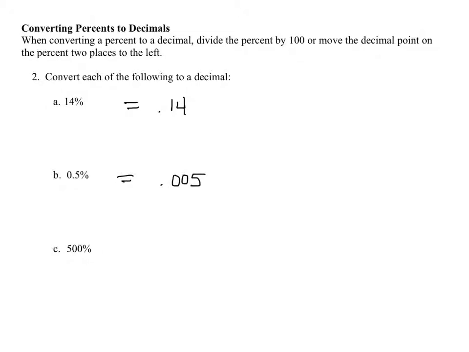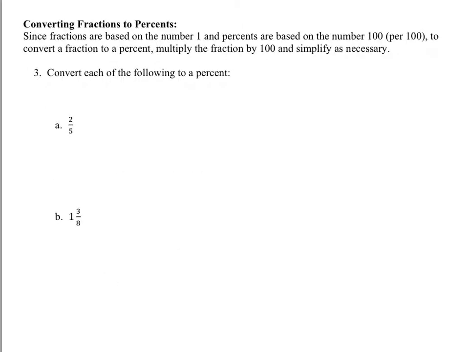Cool? And what about 500%, you guys? You're like, well, 100% is 1. So 500% has to be the number 5. But if I'm moving my decimal point 2 places to the left, it makes sense. Ta-da!